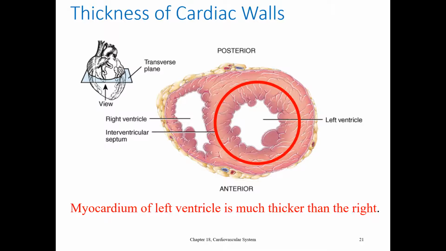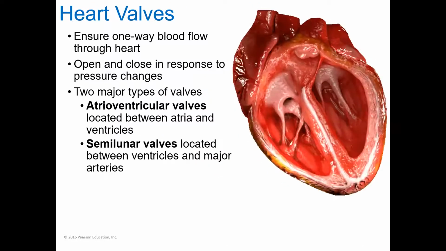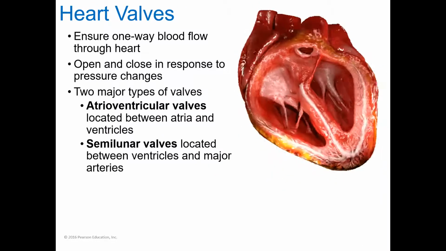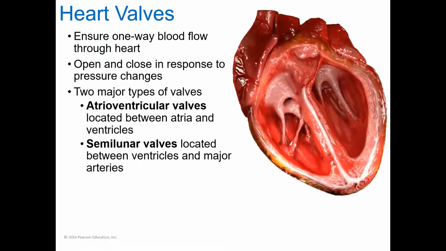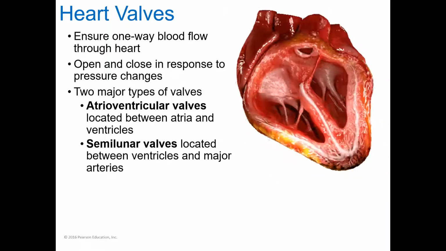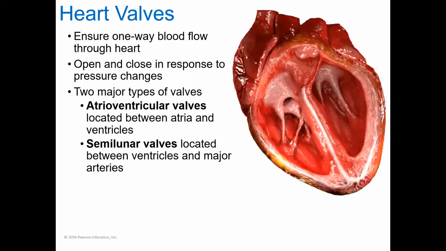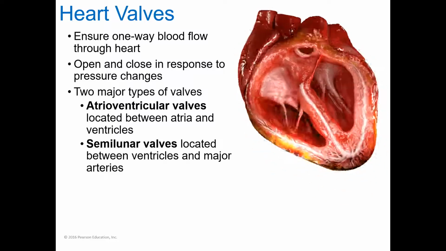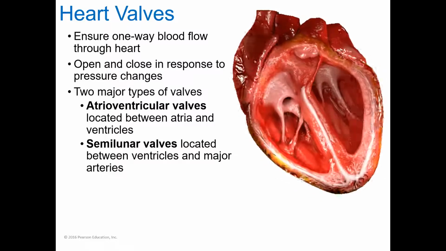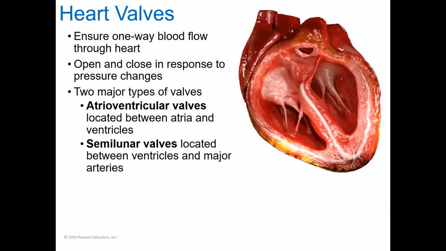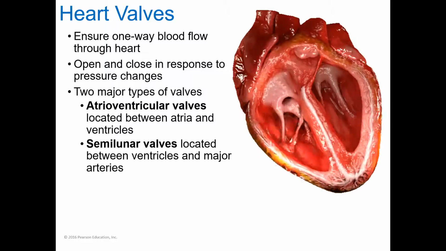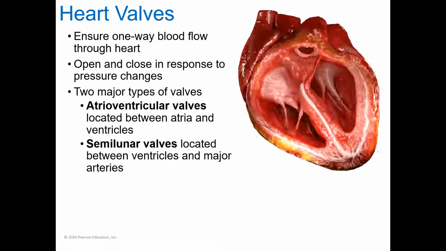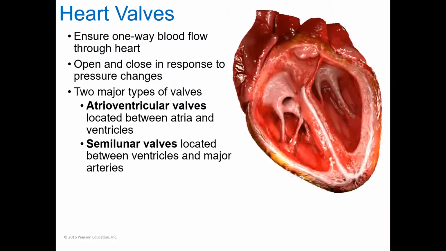Myocardium, the muscle area of the left ventricle, is much greater than on the right side. So now the valves in the heart, there are 4 sets of valves. The valves control the movement of blood throughout the heart. Now, the first set of valves are the atrioventricular valves. They are the valves between the atria and the ventricles.